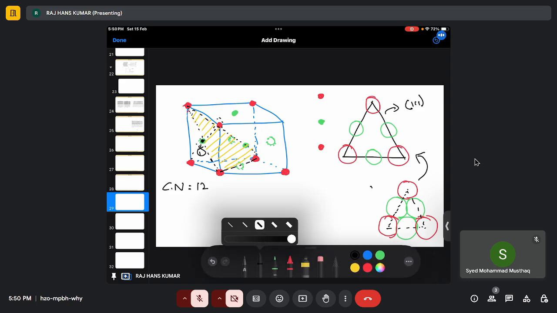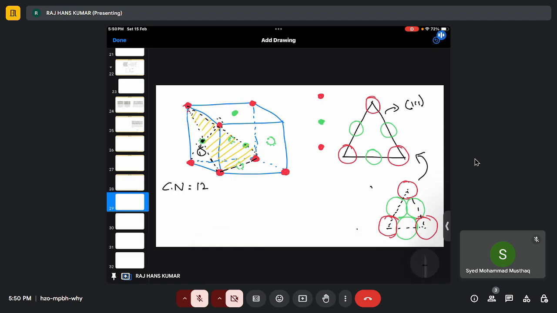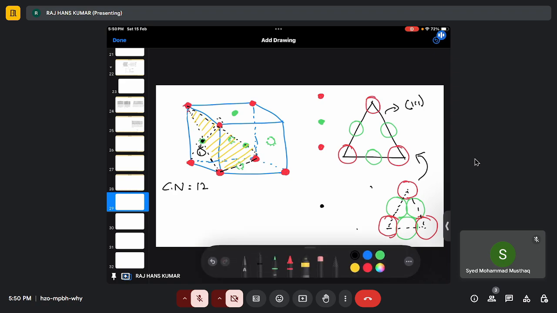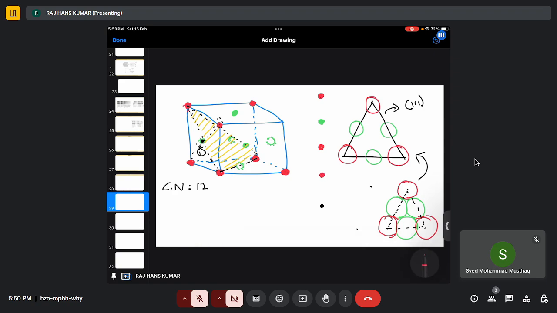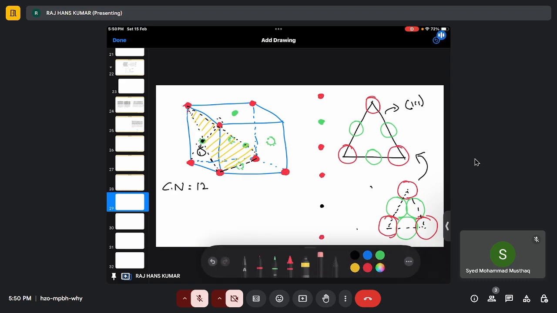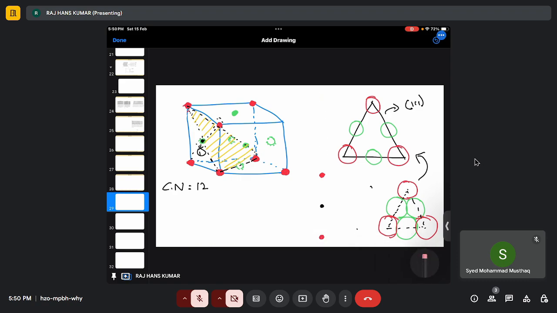Let me draw this so that people can understand. Okay. So let's say this is my focus atom, my black one, so that is my green one. Now my top one and my bottom one. Okay. Let me erase this, please.